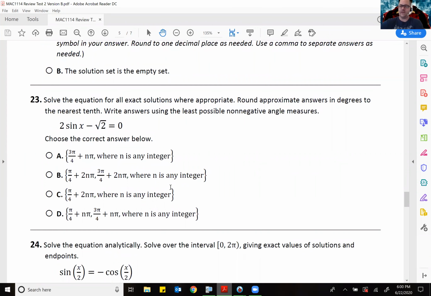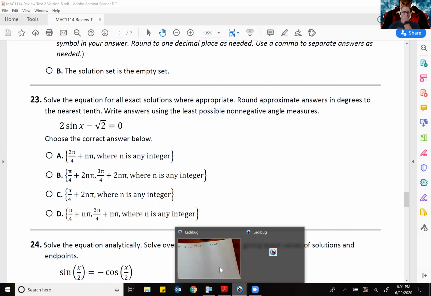Number 23, we are still in 10.5. So 2 sine x minus the square root of 2 equal to 0. And so again, in here, it's multiple choice, but this time they're asking for all exact solutions. So we'll talk about that after we go through and solve. Okay? So the first thing you want to know is that looking at our answers are in radians. So that means, first off, we're working from 0 to 2 pi. Let's get all those answers, and then we can talk about what it means to be exact.